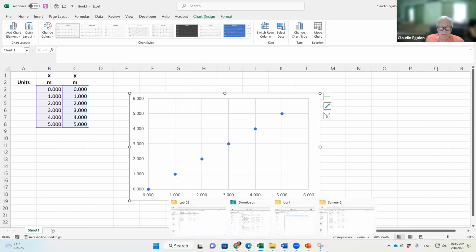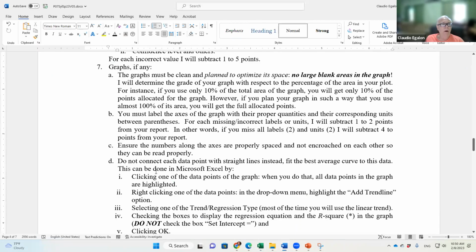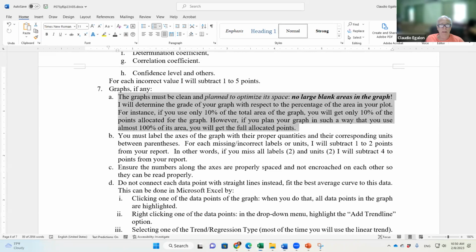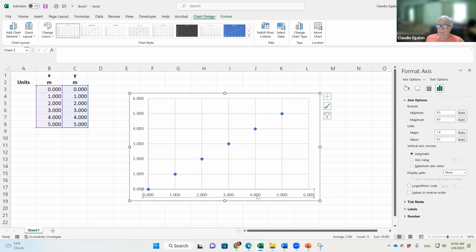Let's go back here to my syllabus. Here you go. The graphs must be clean and planned to optimize its space. No large blank areas in the graph. Okay. So is it optimized or not? It looks like it's optimized, right? There's no large blank spaces here. What do I mean? I don't want a large blank space.